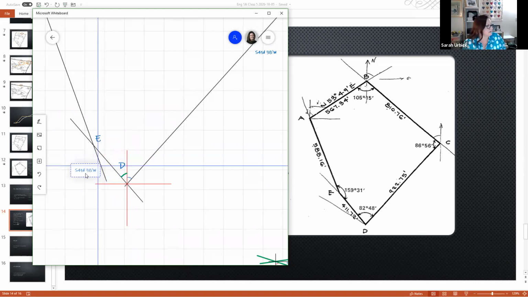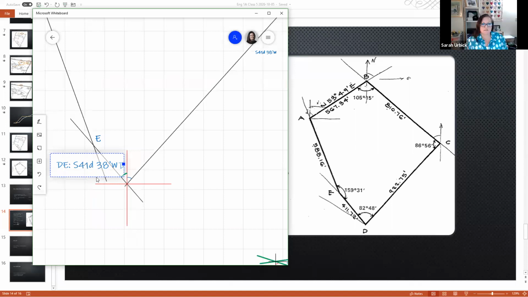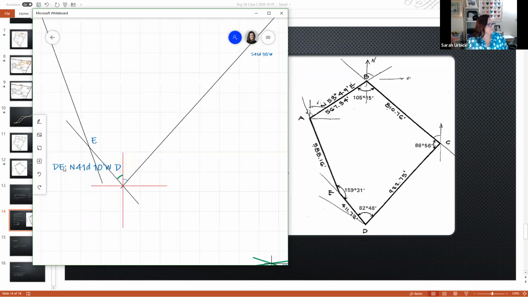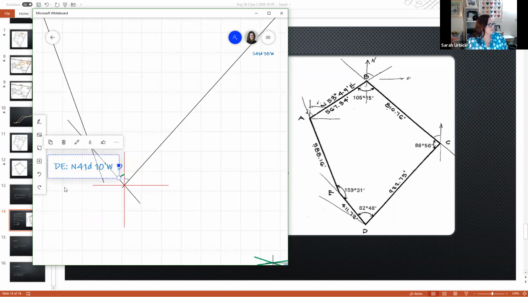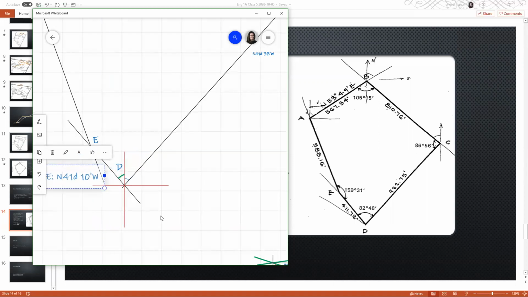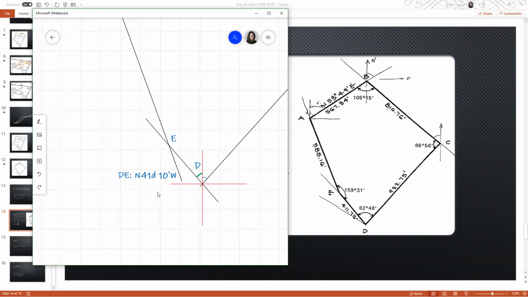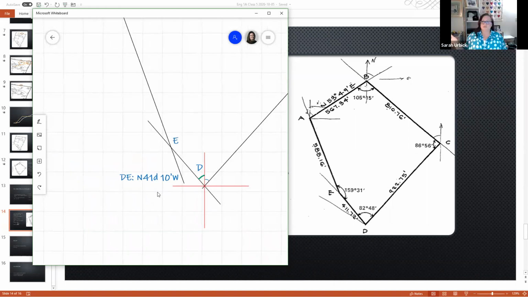All right, so I'm gonna move this to the side a little bit because I got a bunch of lines kind of intersecting here. This one is DE, and we said it is north 41 degrees, 10 minutes west. Get that out of the way a little bit. Excellent. Cruising right along.